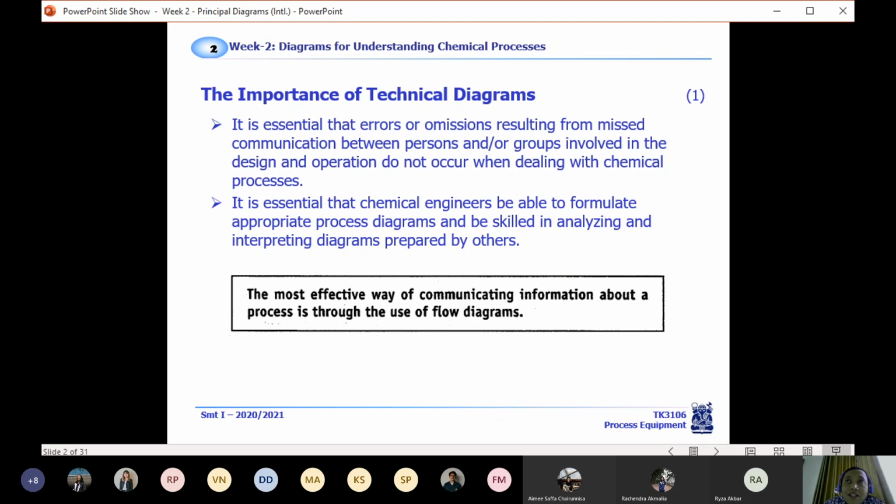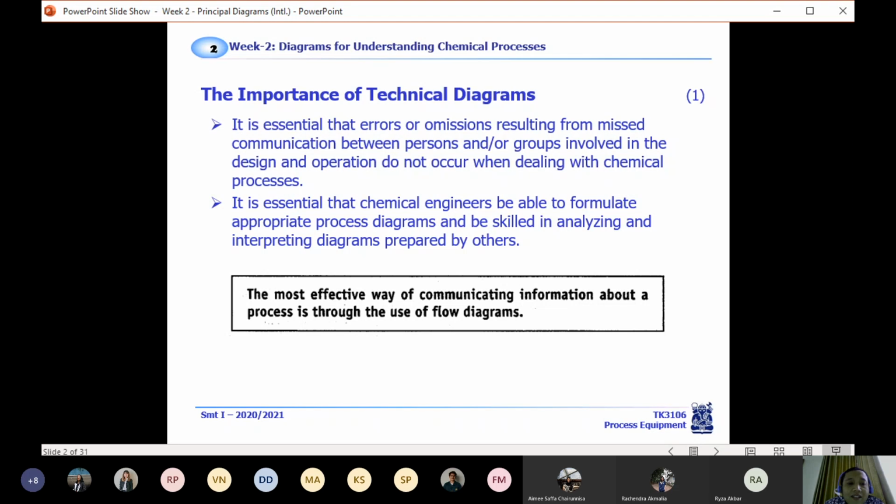So that is the reason you have to understand the principal diagram first. Otherwise you cannot have a discussion with other engineers if you don't have the knowledge of this technical diagram. So the technical diagram becomes very important in chemical engineering.